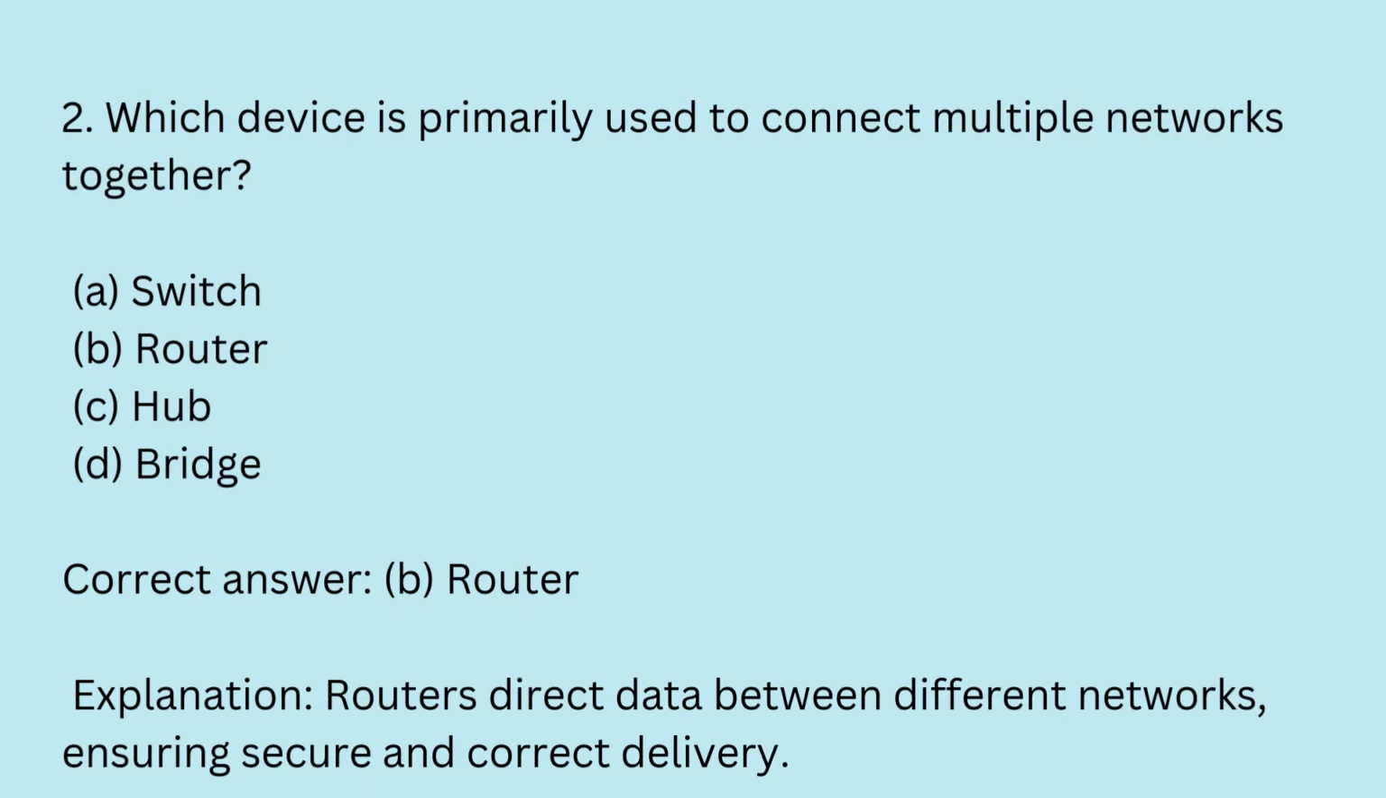2. Which device is primarily used to connect multiple networks together? A. Switch. B. Router. C. Hub. D. Bridge. Correct answer: B. Router. Explanation: Routers direct data between different networks, ensuring secure and correct delivery.